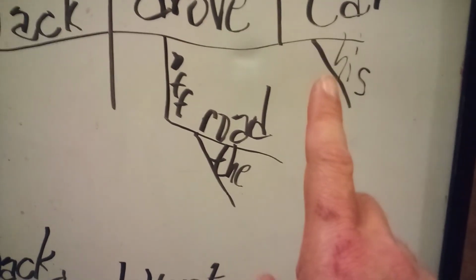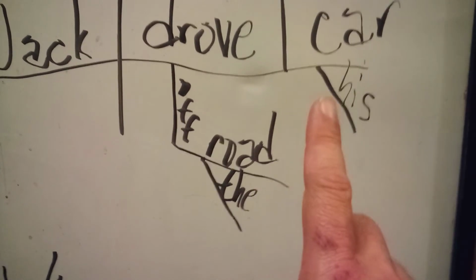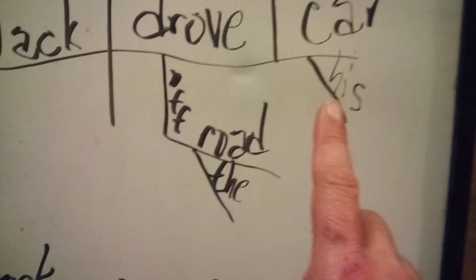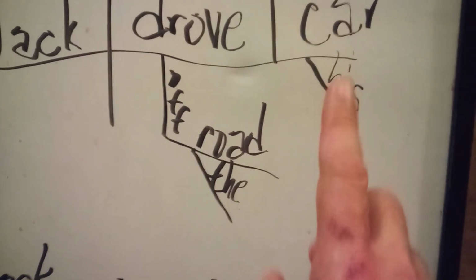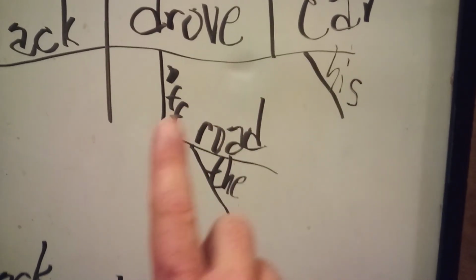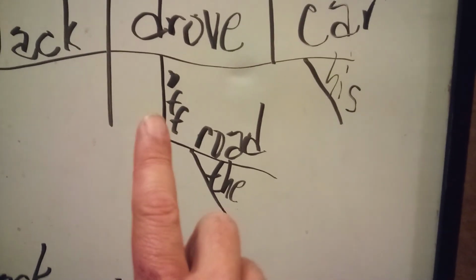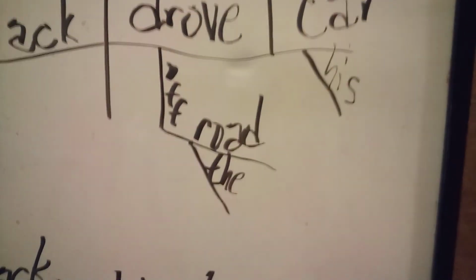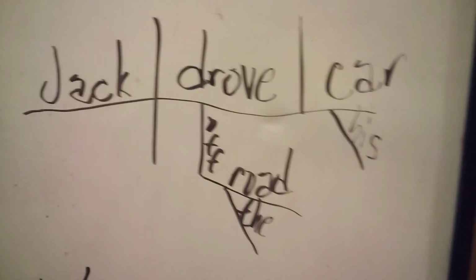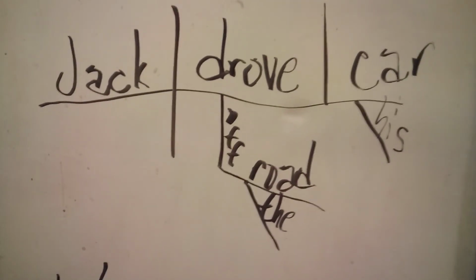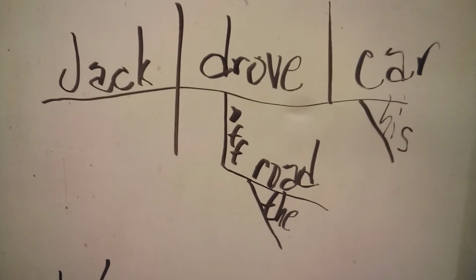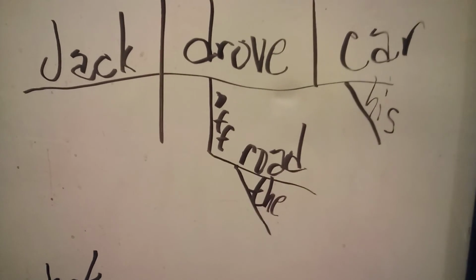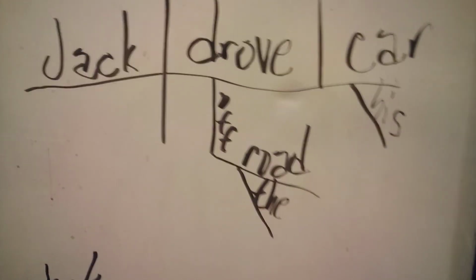He has a car that happens to be off the road as opposed to one that's in a garage or a parking lot, whatever. And off the road would then modify car to tell us which of Jack's cars he drove. But by putting it under drove, it tells us where Jack drove his car. He drove it off the road. So depending on what is meant by the sentence, we position the words, prepositional phrases, modifiers, and so forth to show the meaning of the particular sentence.